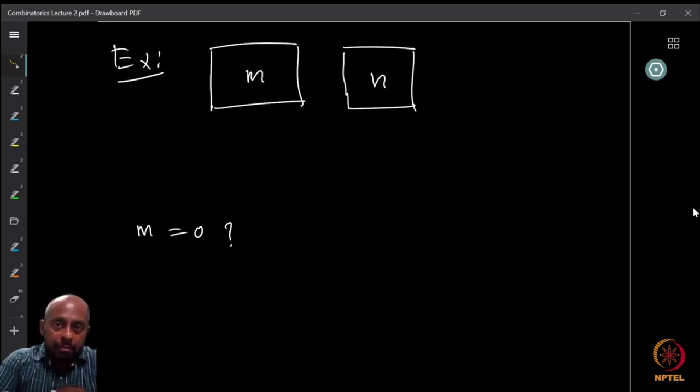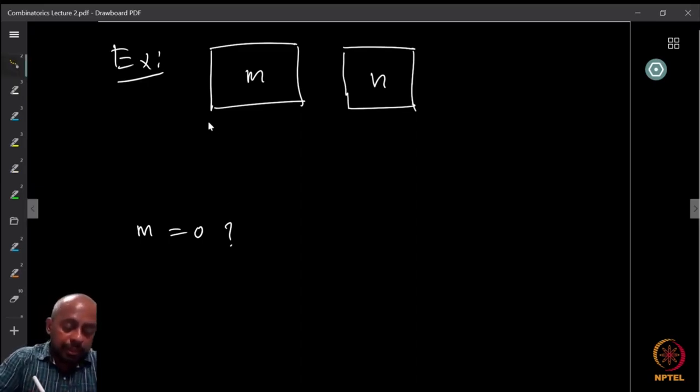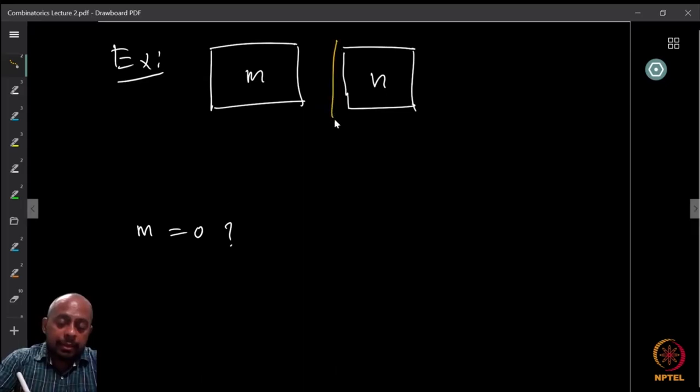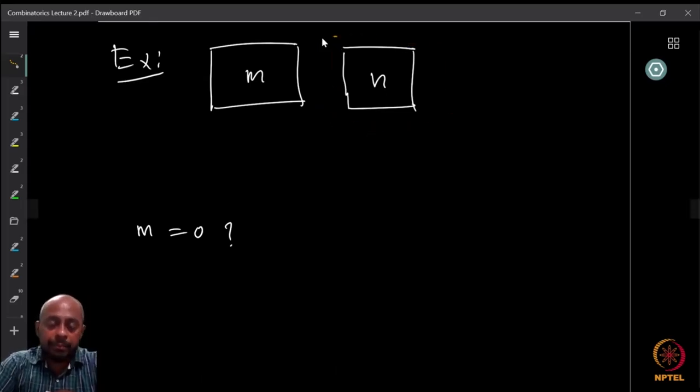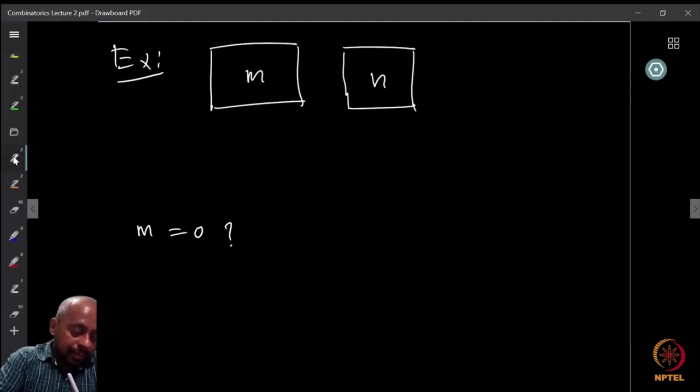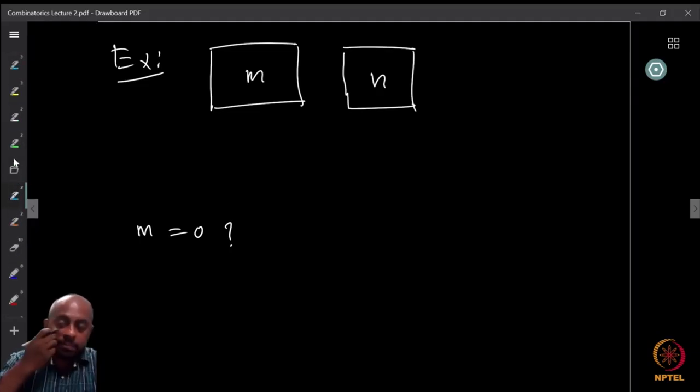Okay, yet another example. I think we are looking at many examples. So what we have here: I have two rooms. One room has m people standing inside it, and the next room has n people standing there. Now I ask the question: how many different ways are there for me to ask the people in the first room to queue up, and at the same time the people in the second room also to queue up? How many ways can we do this?